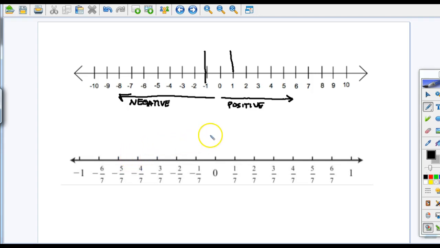So let's go over the definition of rational numbers. Before I do that, make sure you're pausing your screen and copying down both of these number lines. Include fractions in there. Okay, so we're going to go on.